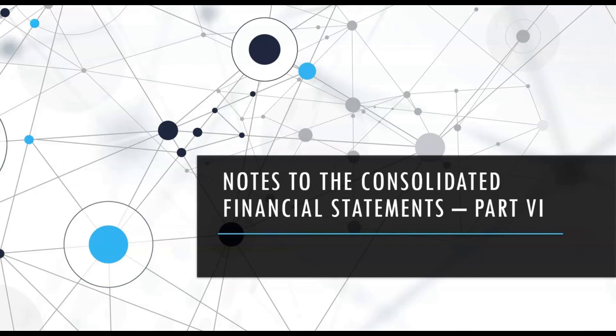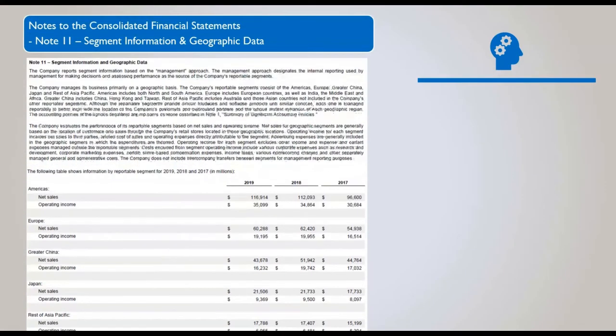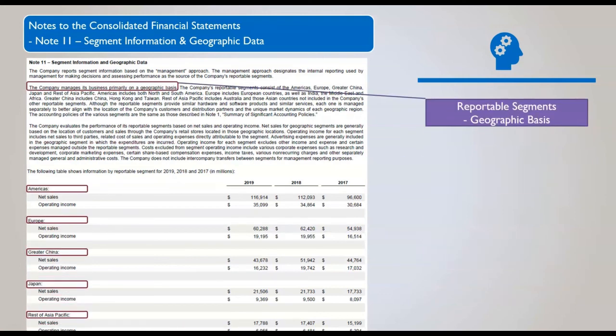In this section, we'll go through the notes to the consolidated financial statements, part 6. Here we see Note 11, segment information and geographic data. We can see the reportable segments is based on geographic basis.